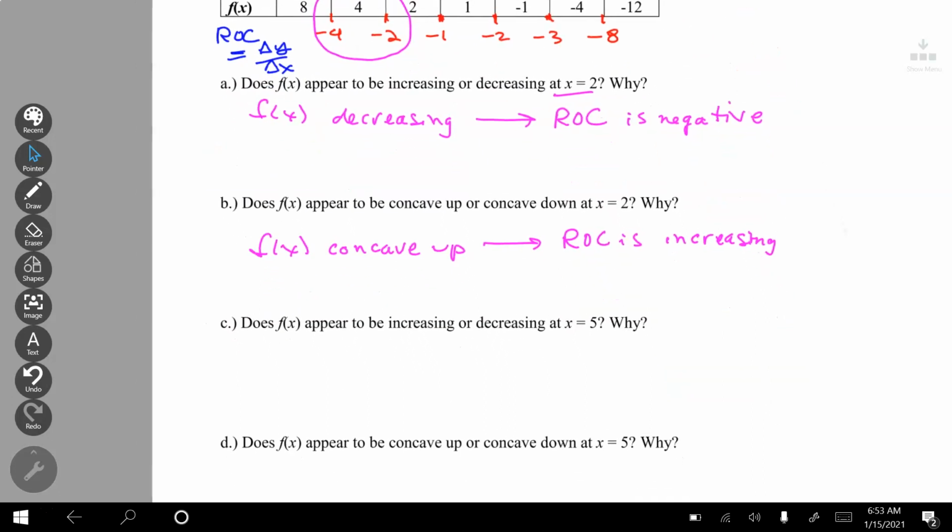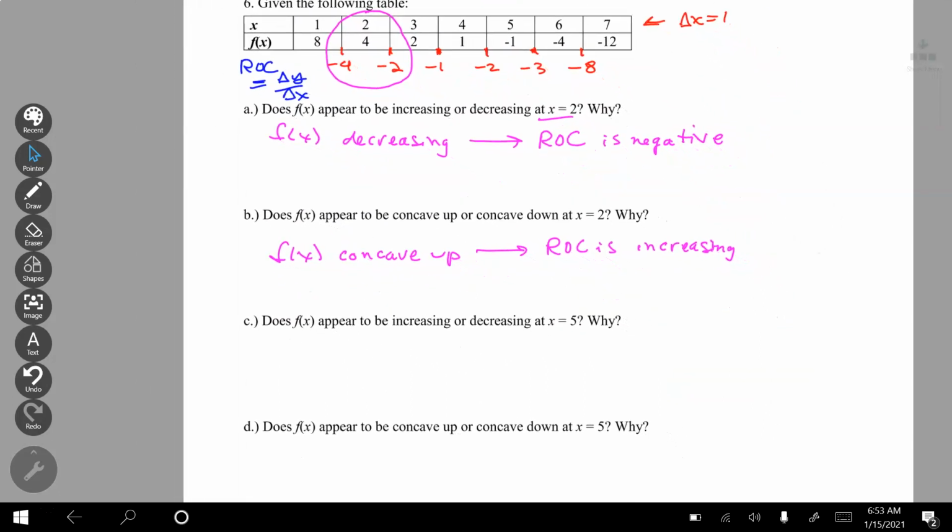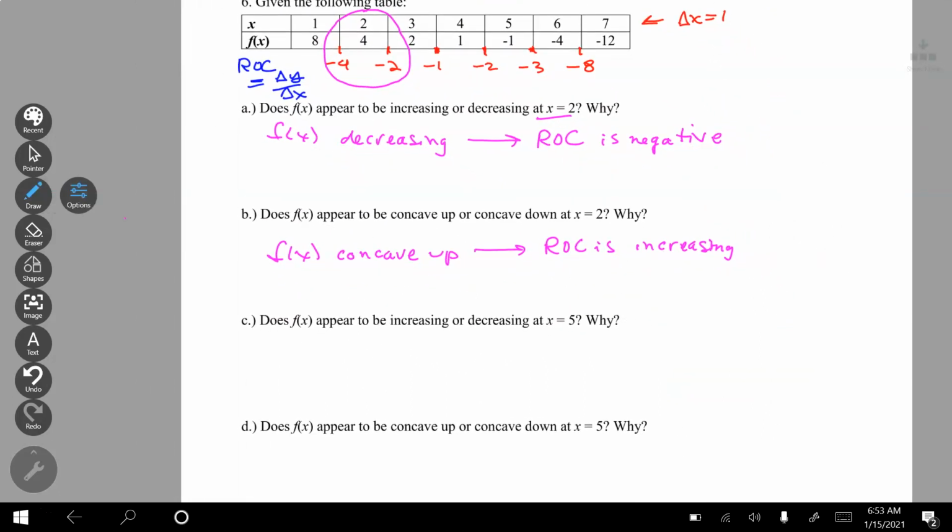I'm going to do the same thing again. I'm going to have to shrink it up a little bit so I can see the table and do the next couple problems. I'll do in purple. So it's saying at x equals 5. X equals 5 is right here. So when x equals 5, guess what? My function is still decreasing. Yes, I know the y values are going down because my rate of change is negative.